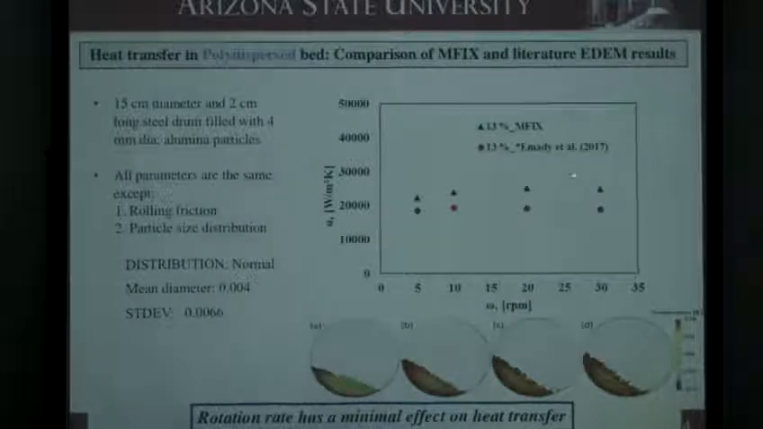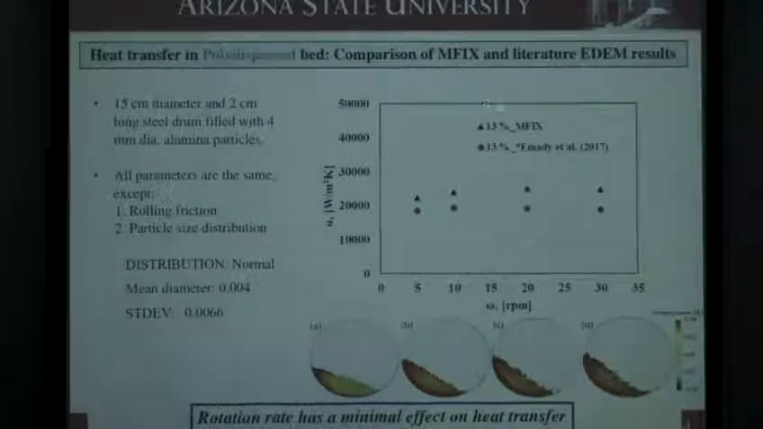Okay, so we compared this to my paper results. This is the overall heat transfer coefficient as a function of rotation rate. As you can see, there's very little effect of rotation rate on heat transfer, which is interesting, especially above 10 RPM. That's very apparent. I do want to point out, though, that with lower RPMs, there might be a bigger effect, and that's something that we're examining in the future.